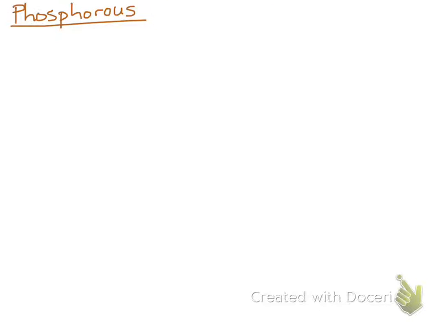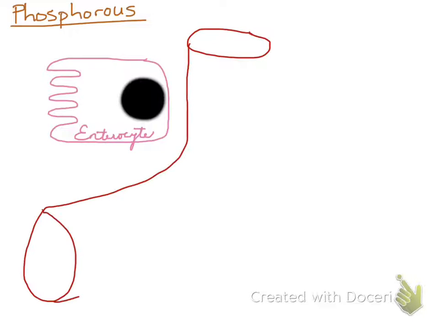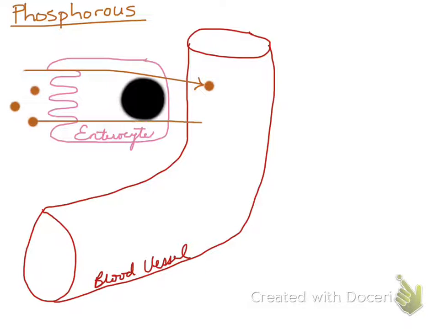This video is going to be on phosphorus physiology and also how we measure phosphorus in the ClinPath lab. So phosphorus physiology is very similar to calcium physiology. I'm also going to draw an enterocyte and a blood vessel, and that's because phosphorus is primarily acquired from the diet, and the phosphorus is absorbed by that enterocyte and enters blood.